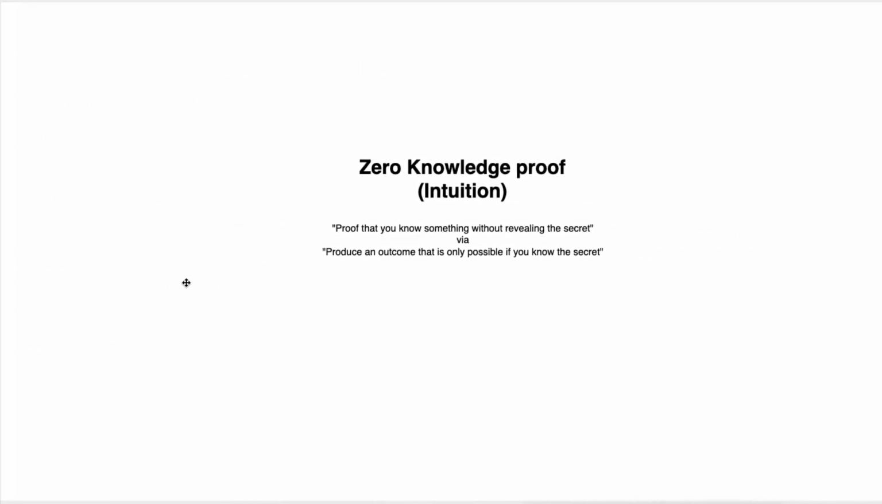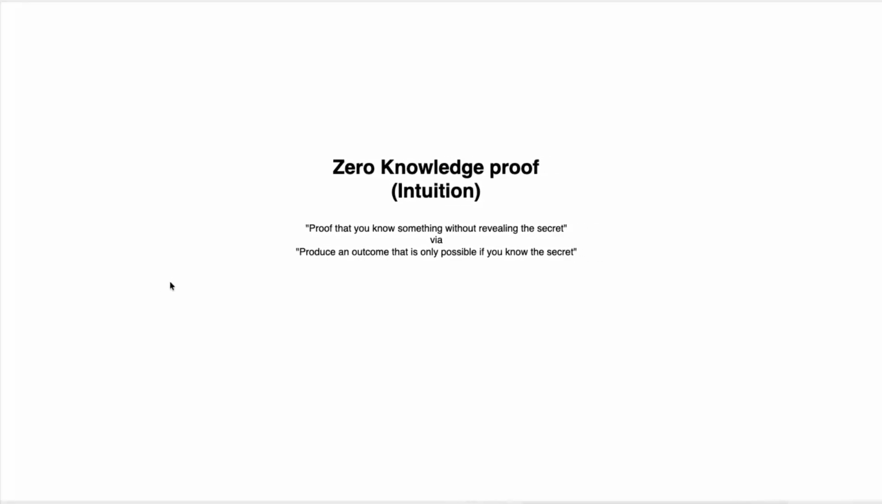So, zero knowledge proof. What's a zero knowledge proof? The intuition about it is that you want to prove that you know something without revealing the secret. You don't want to share anything about the secret so that the other one doesn't know the thing, but you want to convince someone else that you know it. And usually you do that by producing an outcome that is only possible if you know the secret.